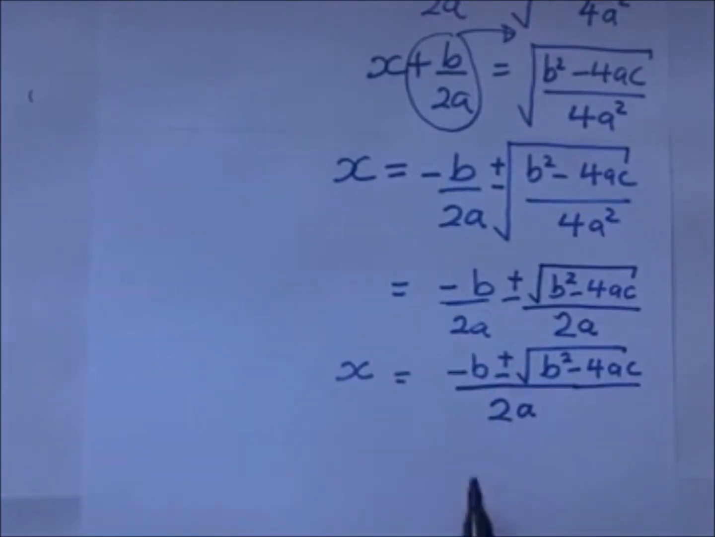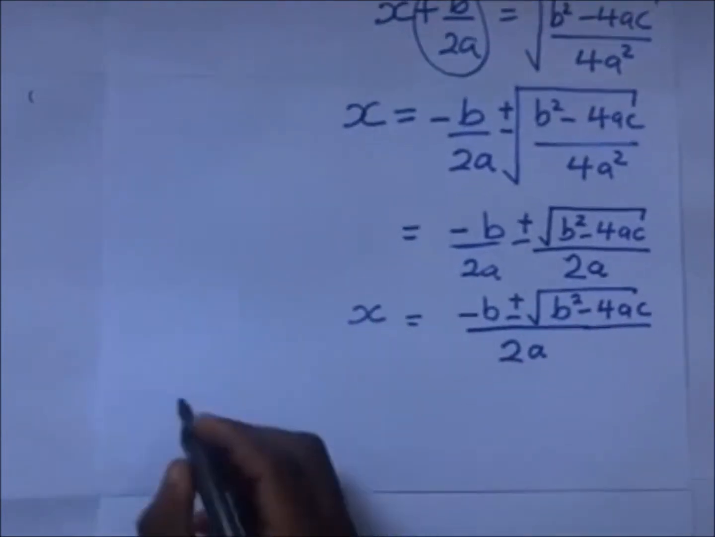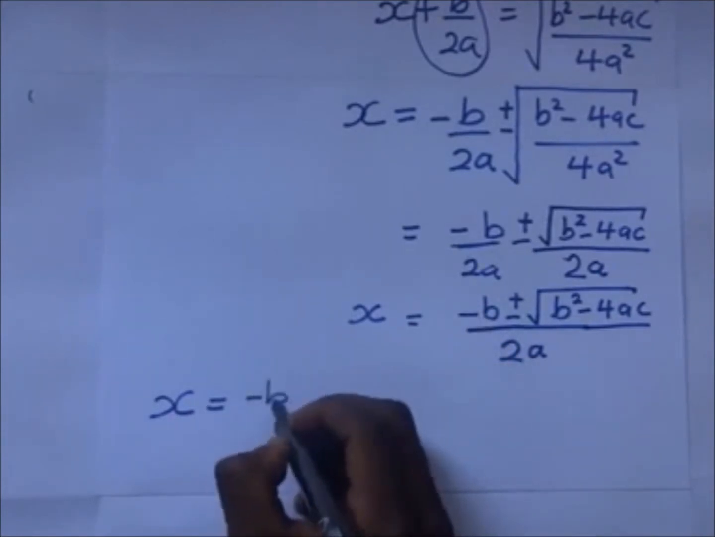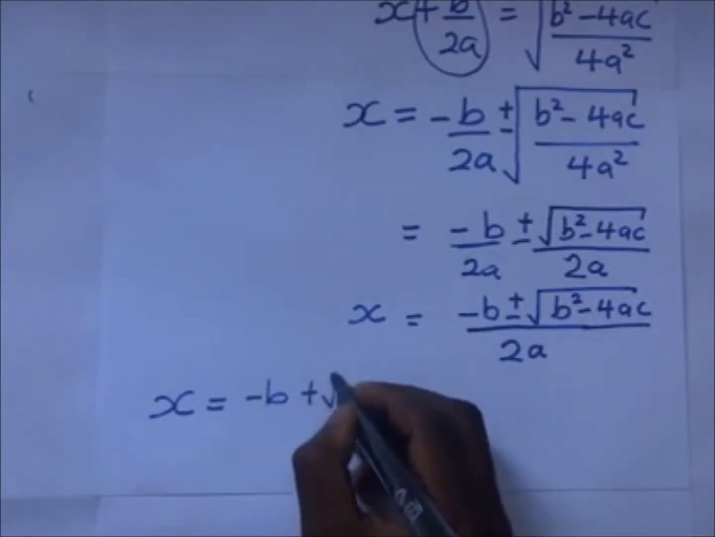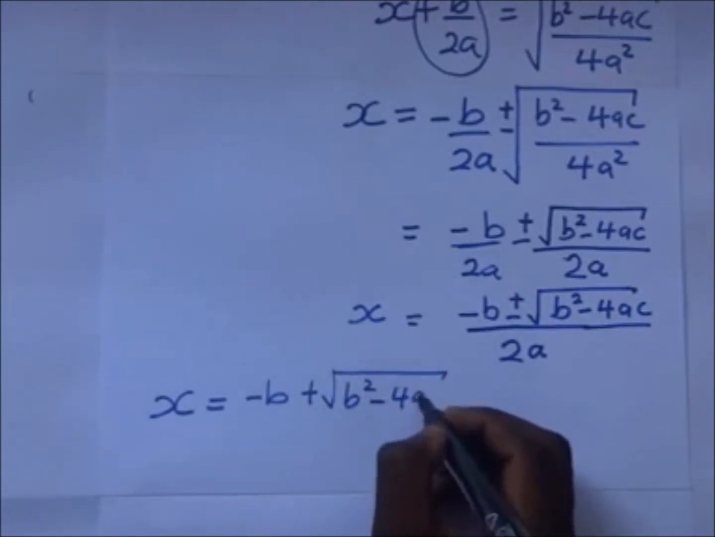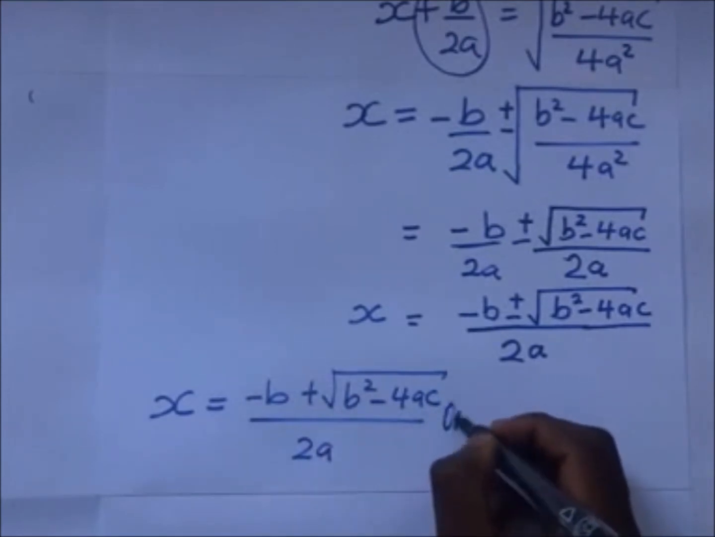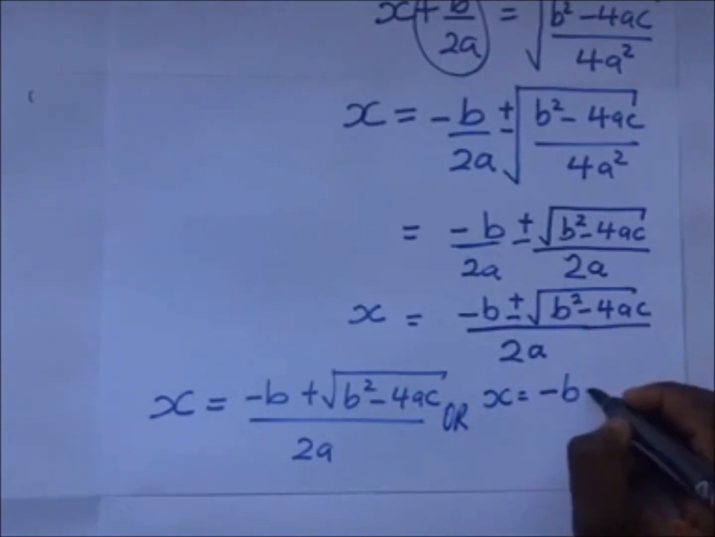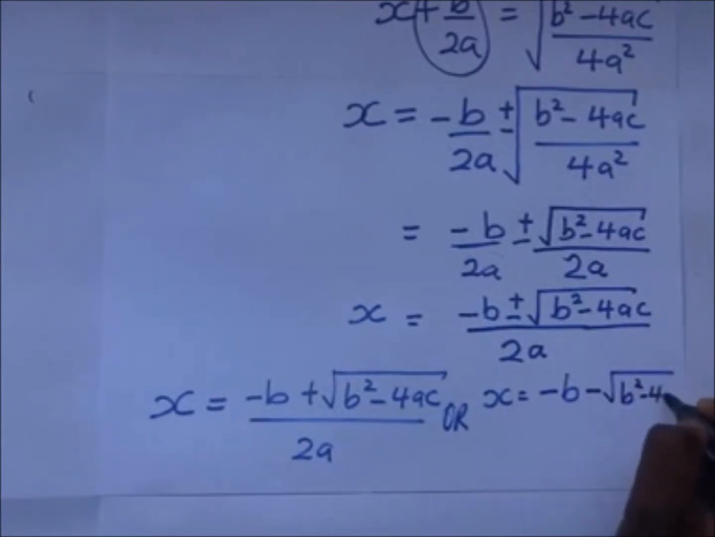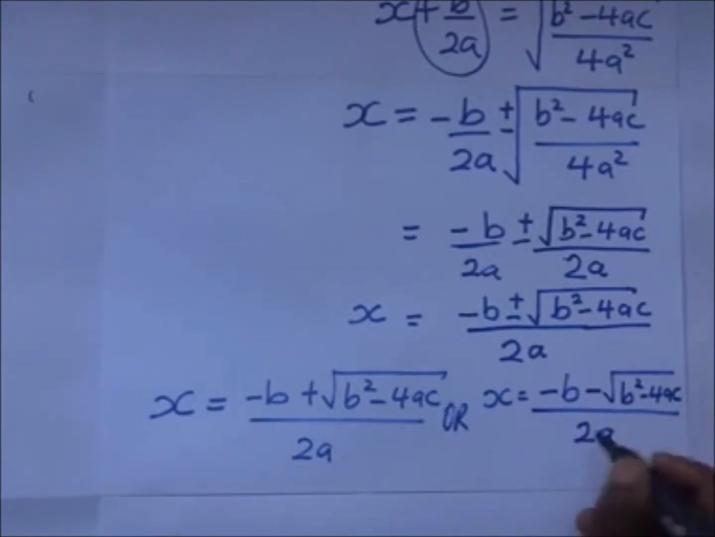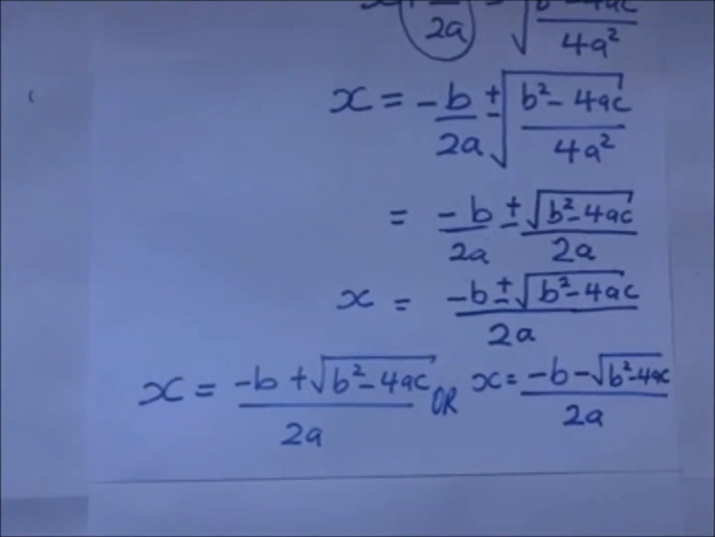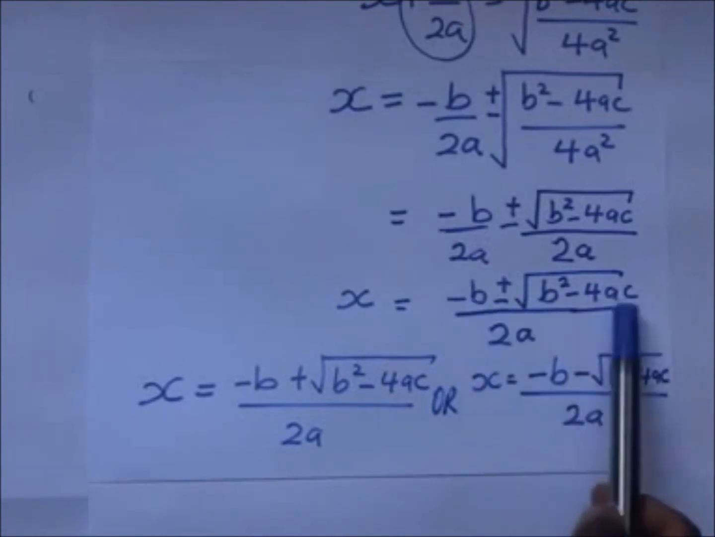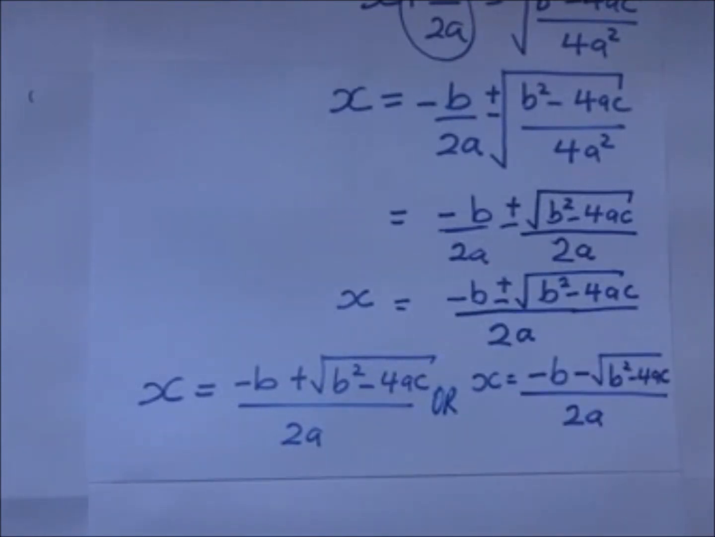So according to this quadratic formula of ours, when we are solving quadratic equations, we always have two solutions. Our value of x will either be negative b plus the square root of b squared minus 4ac over 2a, or our value of x will be negative b minus the square root of b squared minus 4ac, divide all that by 2a. So this is how we derive the quadratic formula, and it is the general formula we shall be using to solve quadratic equations.